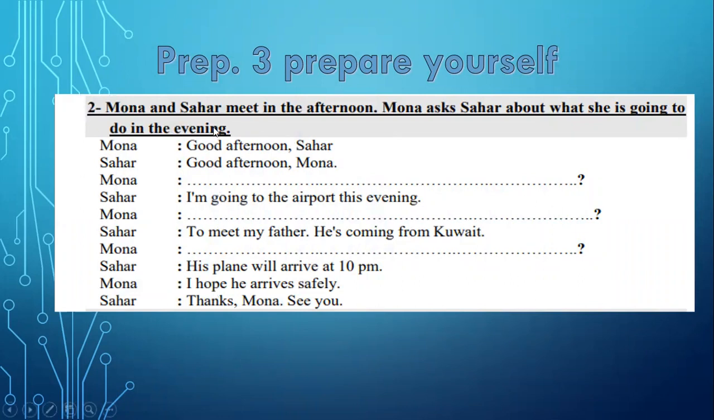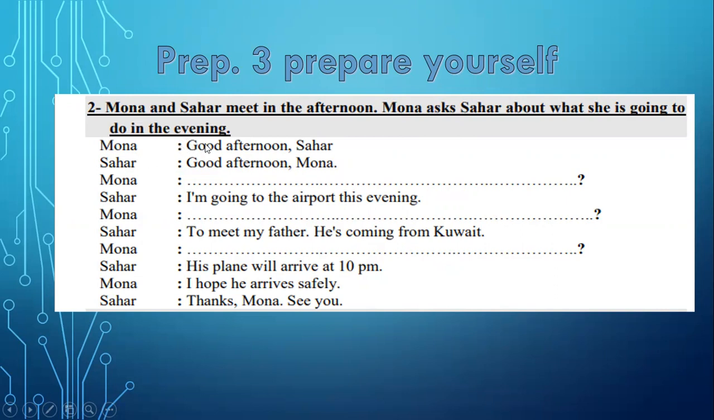In order to answer the dialogue question, first, you have to read carefully what is going on in this dialogue. What is happening? Here, Mona and Sahar meet in the afternoon. Mona asks Sahar about what she is going to do in the evening. This is the main subject, the conversation between Mona and Sahar. Now, we go to the questions.